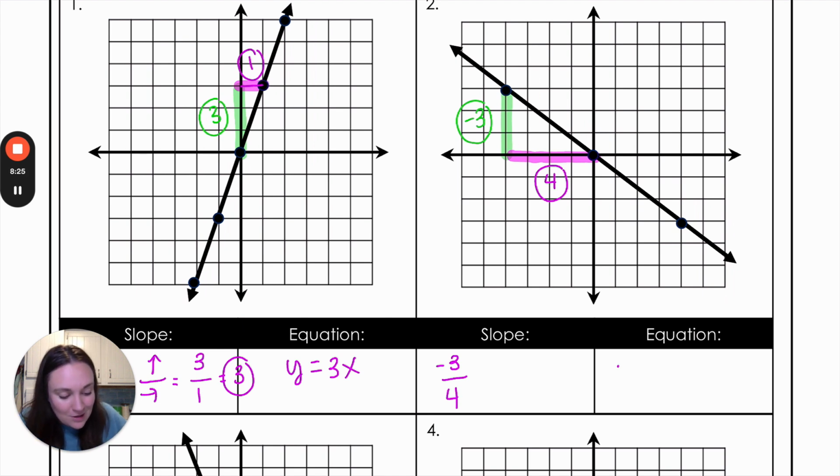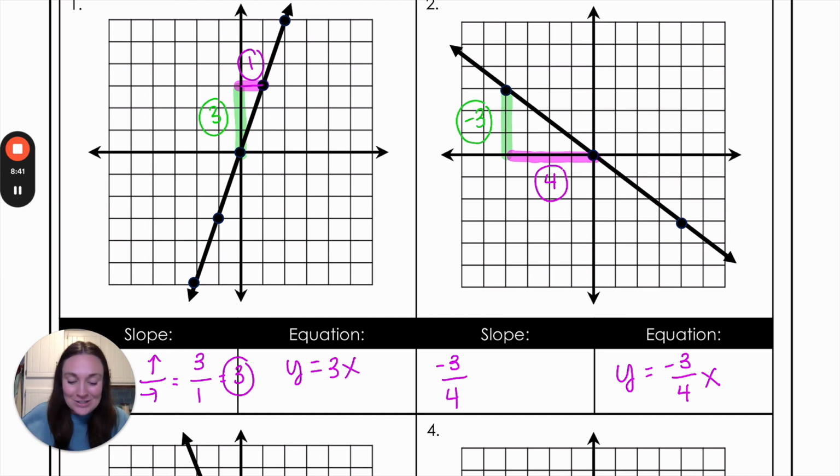When I write that as my equation, I get y equals negative 3/4 x. And again, I'm going to show you this one more time. Doesn't matter where we go, we're always going down 3 over 4. You're going to get that same slope anywhere on the line.